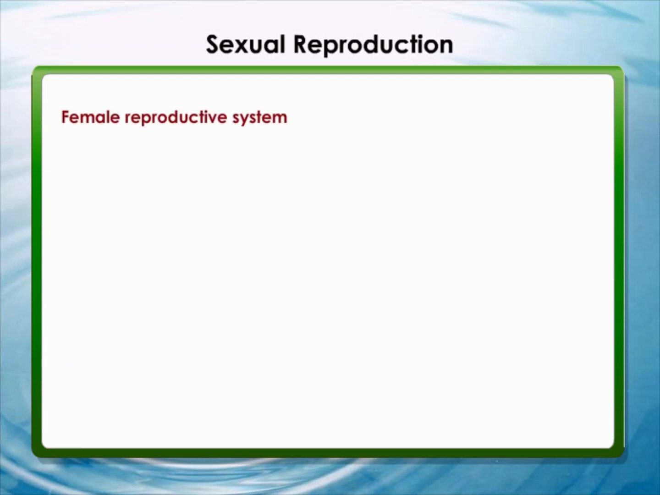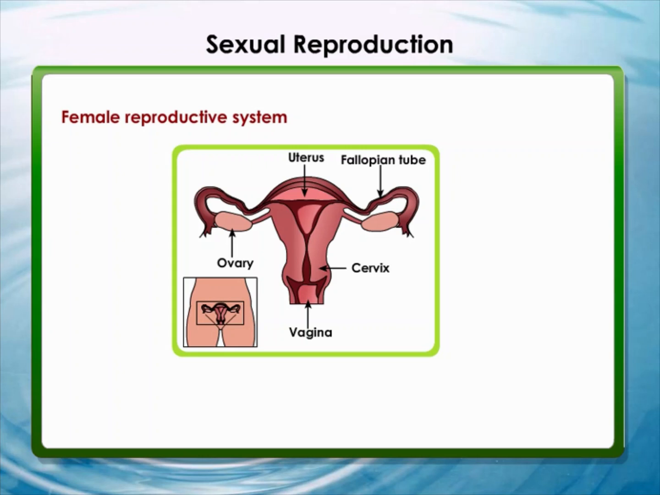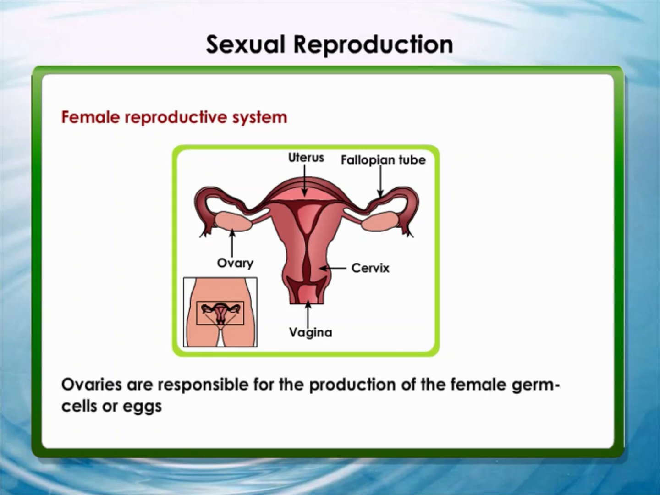Female reproductive system. The female germ cells or eggs are made in the ovaries. They are also responsible for the production of some hormones. When a girl is born, the ovaries already contain thousands of immature eggs. On reaching puberty, some of these start maturing. One egg is produced every month by one of the ovaries.